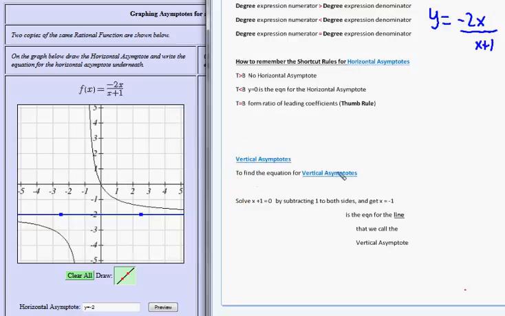equation for a vertical asymptote, you set the denominator, which is x plus 1, equal to 0, and you solve that by simply subtracting 1 to both sides. If you did that, subtracting 1 on the left-hand side would yield x. If you subtracted 1 on the right-hand side, you'd have 0 subtract 1 is negative 1. So you get the solution x equals negative 1, but it's not just the solution of this equation. It's actually the equation for a line that we call vertical asymptote.